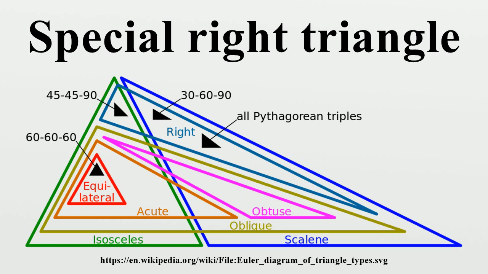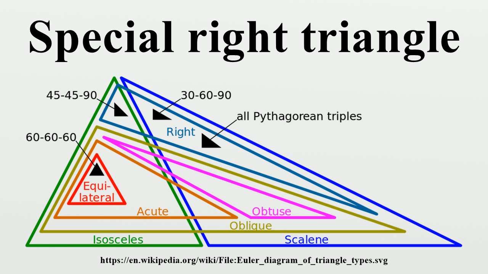45-45-90 triangle in plane geometry. Constructing the diagonal of a square results in a triangle whose three angles are in the ratio 1, 1, 2, adding up to 180 degrees or pi radians. Hence, the angles respectively measure 45 degrees, 45 degrees, and 90 degrees. The sides in this triangle are in the ratio 1, 1, square root 2, which follows immediately from the Pythagorean theorem.